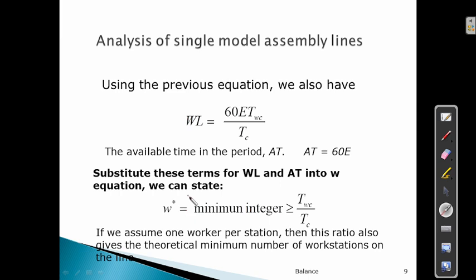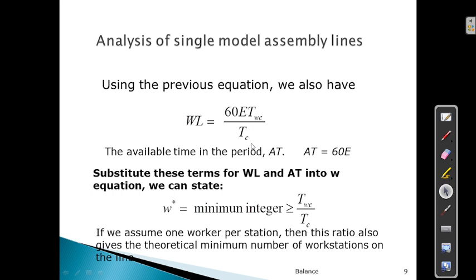We can get w equal to the minimum integer greater than or equal to TWC divided by Tc. If we assume one worker per station, then this ratio also gives the theoretical minimum number of workstations. These are all the formulas that we can use for assembly line balancing.